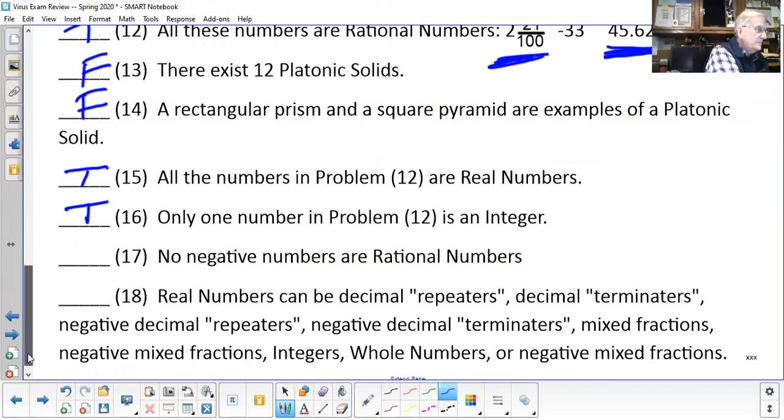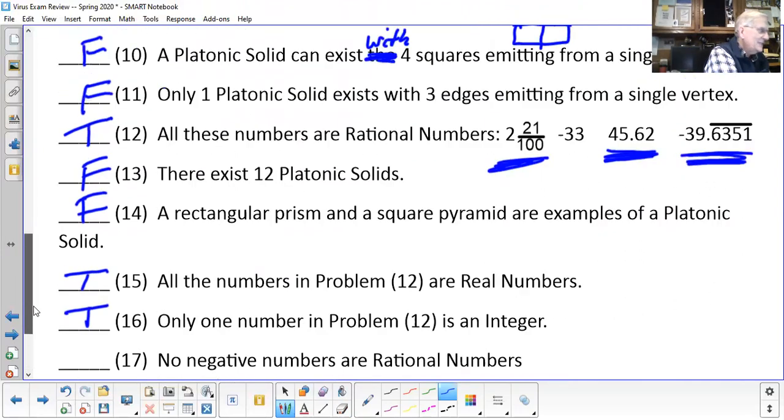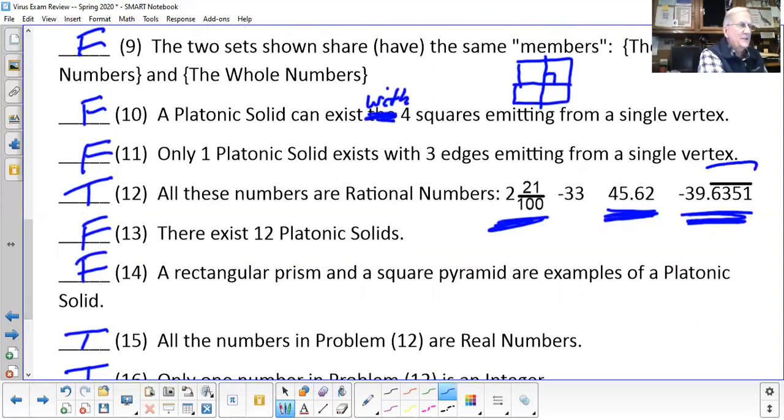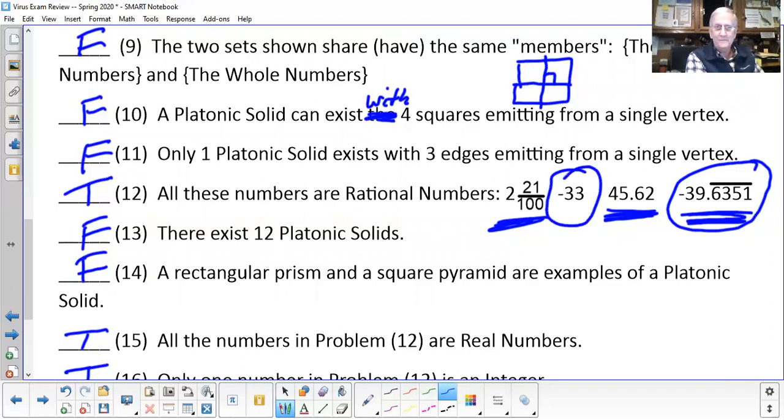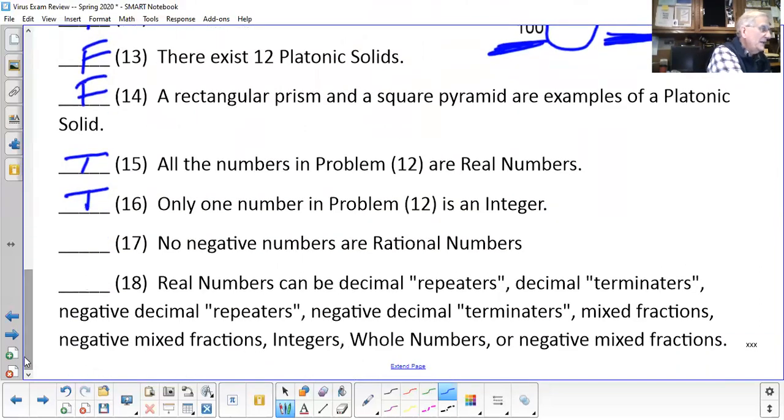Okay. No negative numbers are rational numbers. Wait a minute. Let's go back up here. Isn't this negative? That's rational. Isn't this negative? That's rational. Okay, so this statement down here is definitely false.